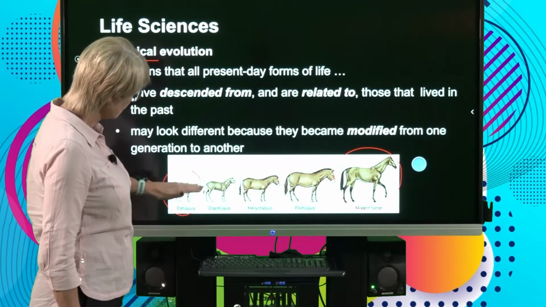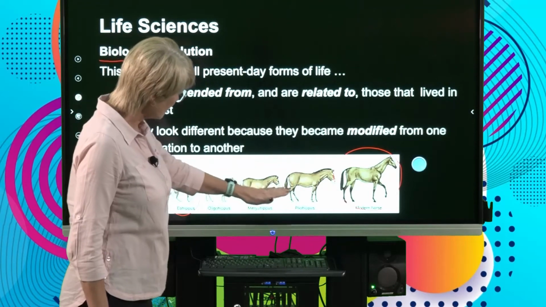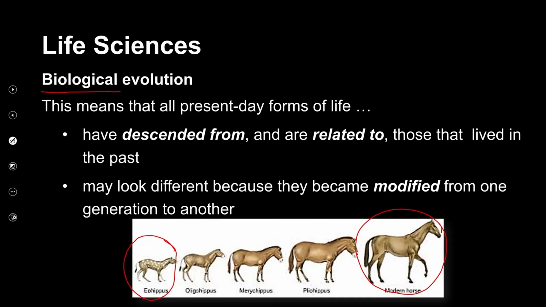As you can see through the diagram here, there are changes. If we have a look at the modern horse over here, we can see how it is different to its earliest ancestor over here. So even though they might not look the same, it is related, and it has evolved through the ages and slightly changed over time to what we know it as today.